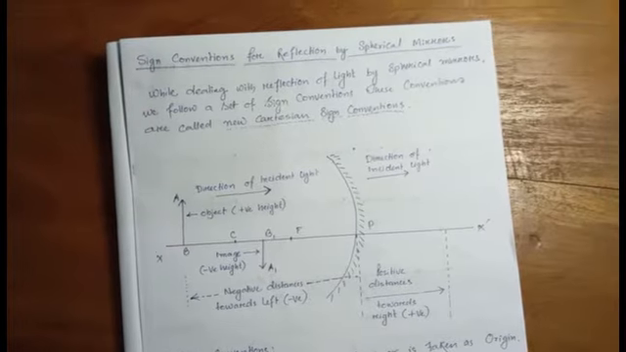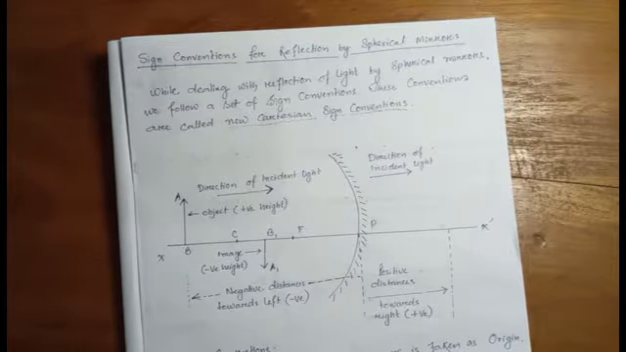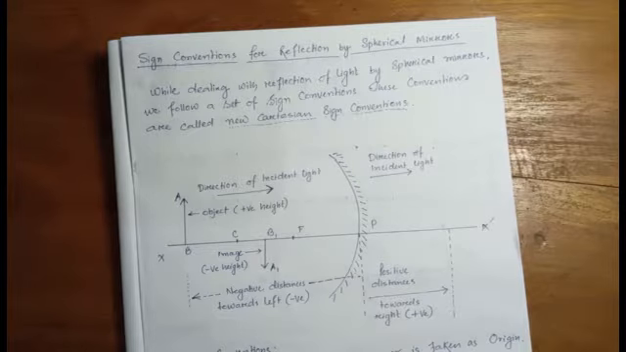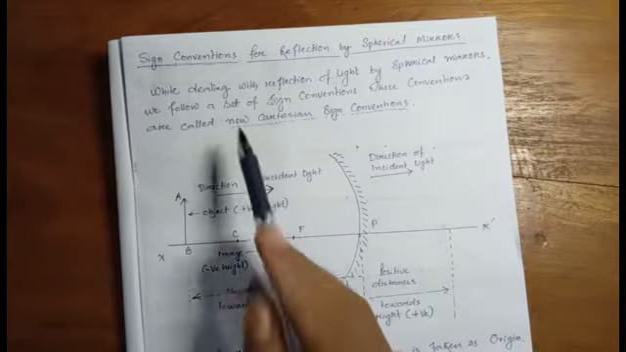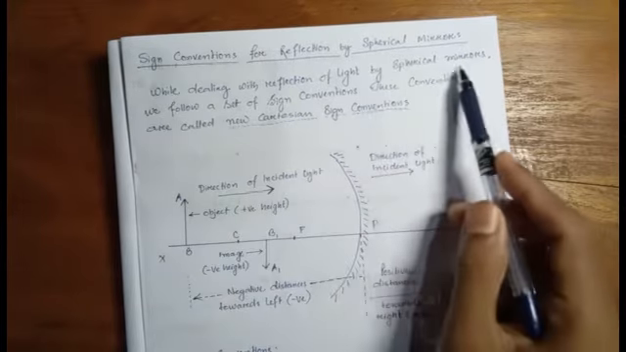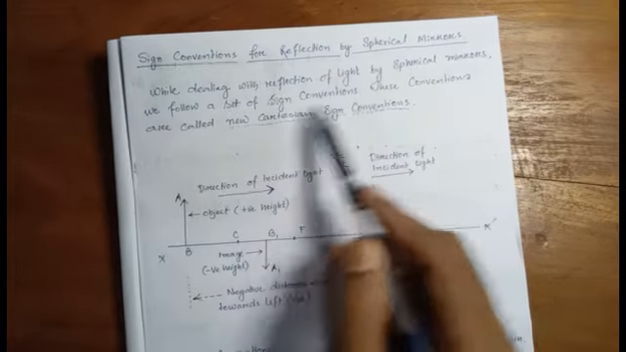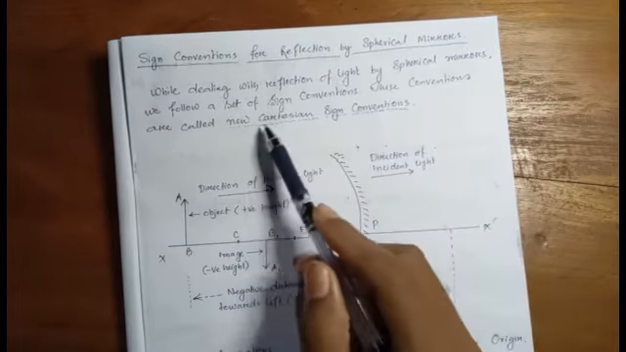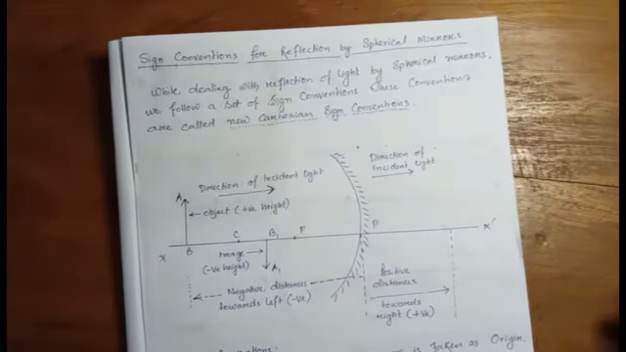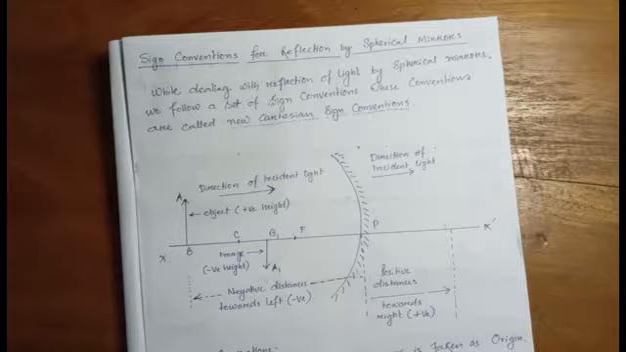Going to explain about the sign conventions for reflection by spherical mirror. That means in case of measuring distance for object or image, we have to use a new sign convention. This sign convention states that while dealing with the reflection of light by spherical mirrors, we follow a set of sign conventions, and these are called new Cartesian sign conventions. These are just similar to the Cartesian sign conventions.